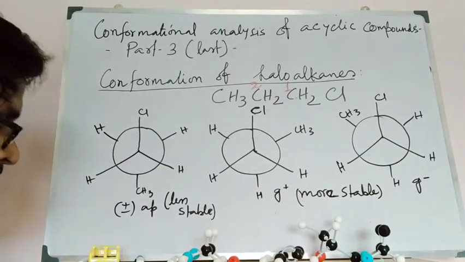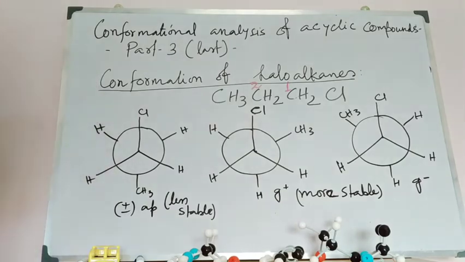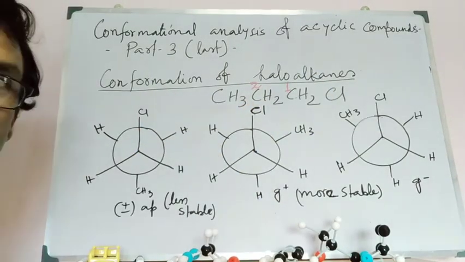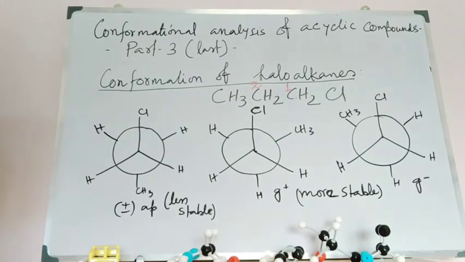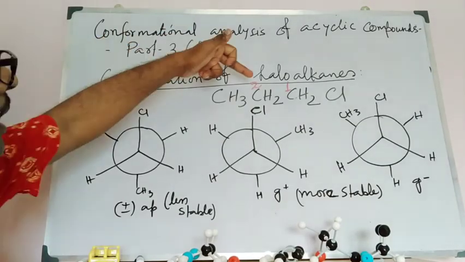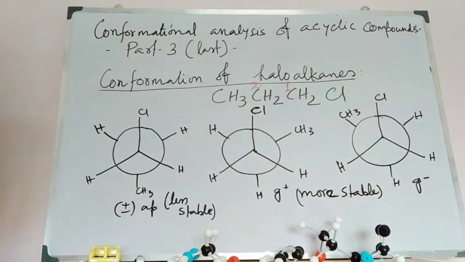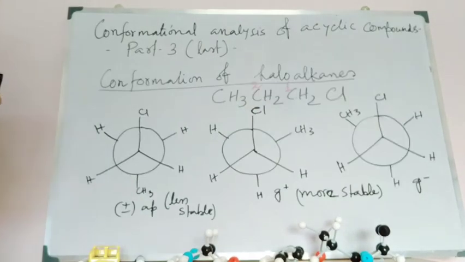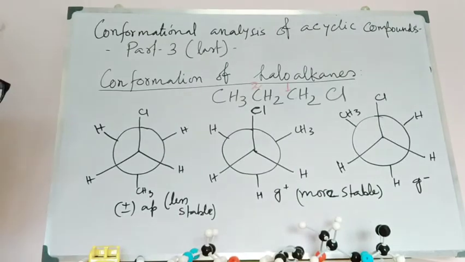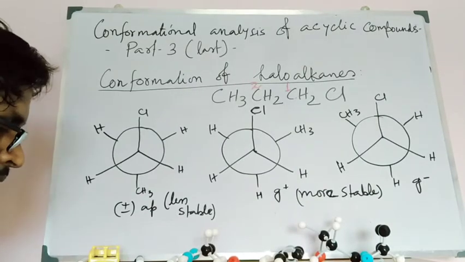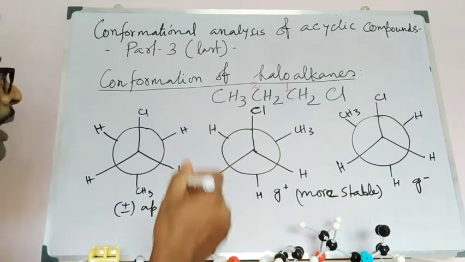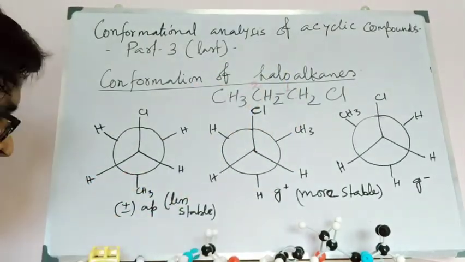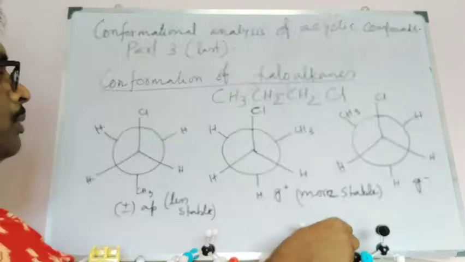First of all, today's first compounds are haloalkanes. We will discuss up to 2, 3 or 4 carbons. So, conformational analysis of haloalkanes. First, I take an example, 1-chloropropane. Now, if I consider the rotation between C1 and C2, then we get such kinds of conformations.